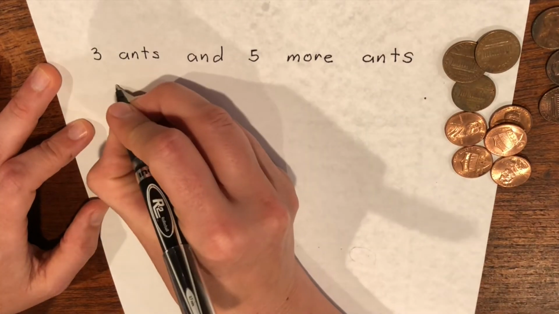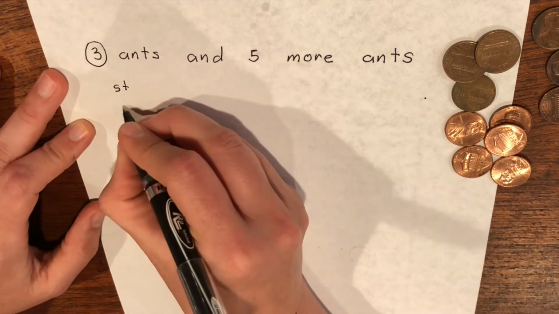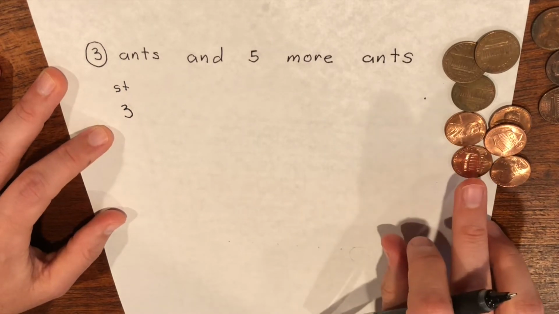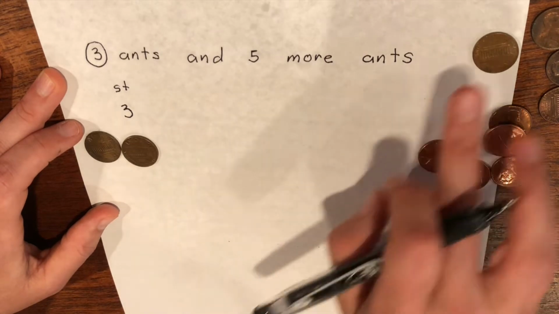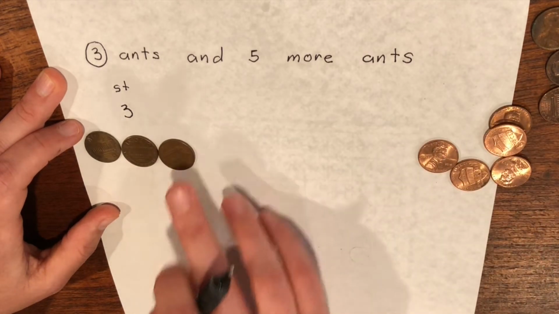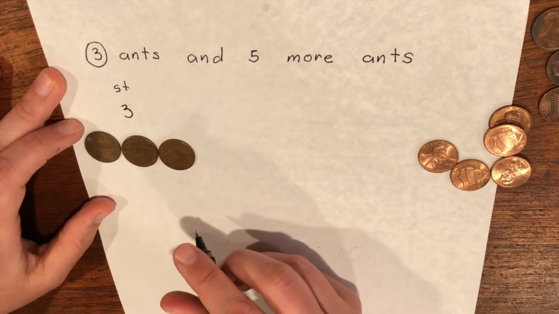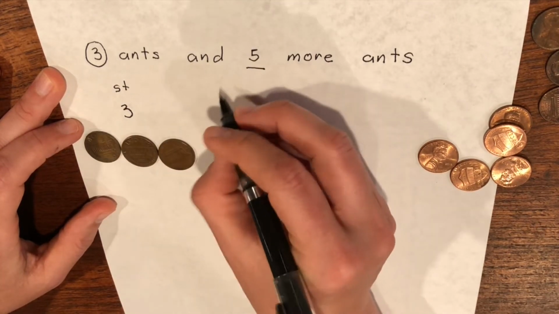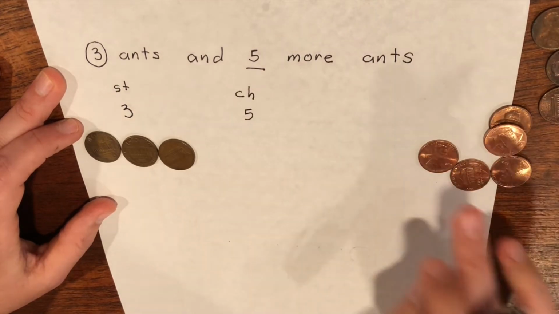What do we start with? Yeah, we start with 3. So I'm going to put that number 3 here, and I am going to bring over 3 pennies. These are going to be my counters. I'm going to bring over 3 pennies to model that number 3. And what's our change? We had 3 ants and, oh, I found it, 5 more ants. So that's my change. My change is going to be 5, and I'm going to bring over 5 pennies.